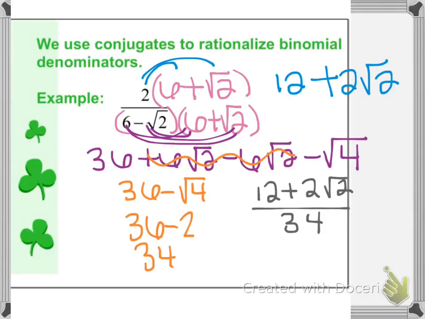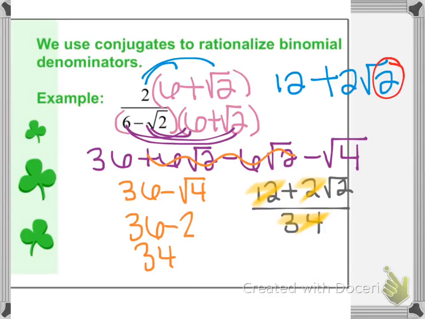I'm almost done, but not quite. Make sure that the square root that's left is simplified. Okay? 2. I can't break 2 down any further, so I know that that is good. So then the last thing I check are the numbers that aren't in the root. 12, 2, and 34. And we see if those are all divisible by any of the same numbers.